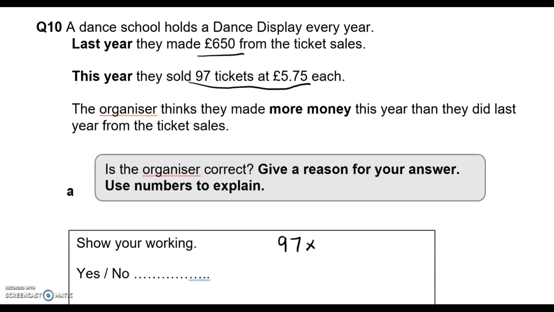So, 97 tickets, £5.75 each, and using a calculator, we get 557.75. So comparing that with £650, that is lower. So the organizer who thinks that they made more money this year is wrong. So question is he correct? No.